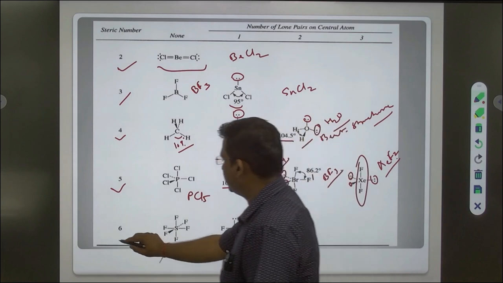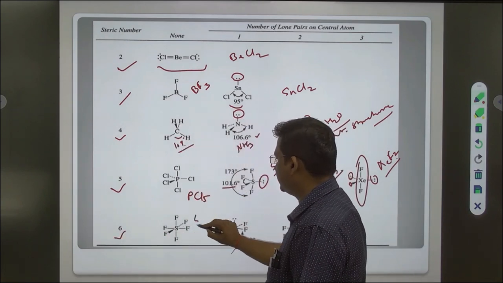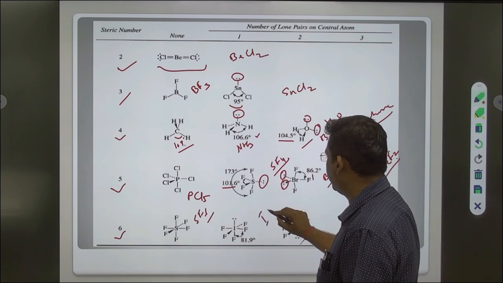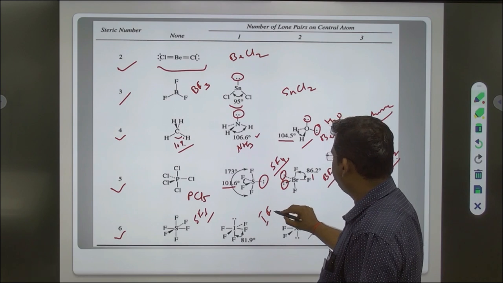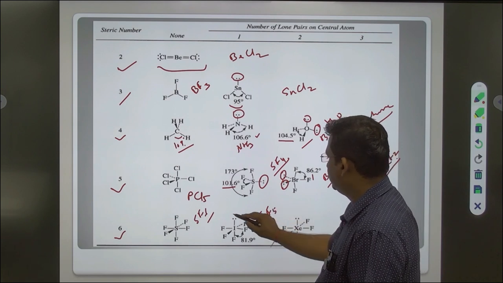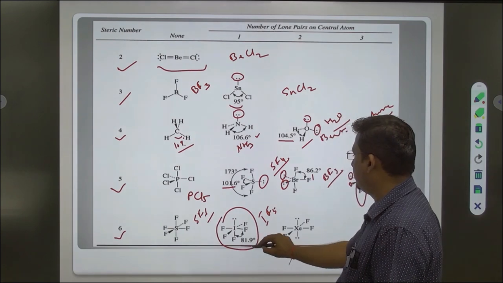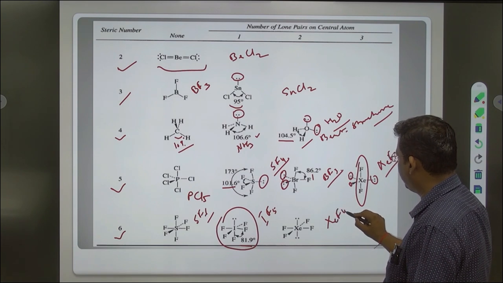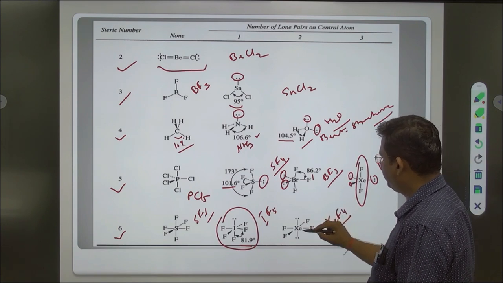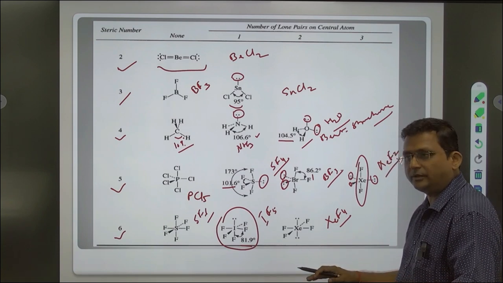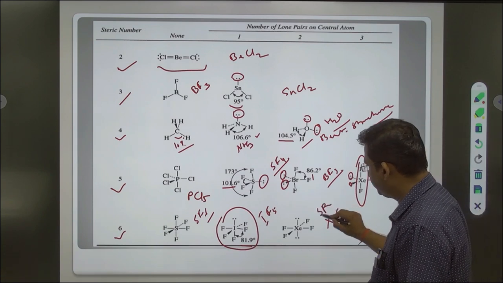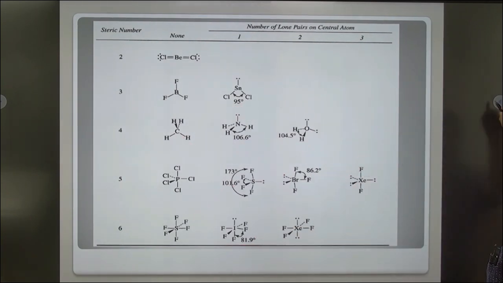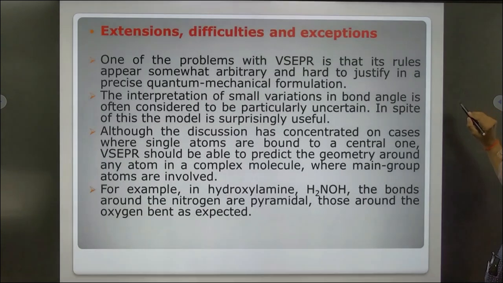And when steric number is 6, SF6, it is SF6, and when IF5, the bond angle decreases, and when XeF4, it is the square planar, okay, and this gives this structure. Okay, we move next.